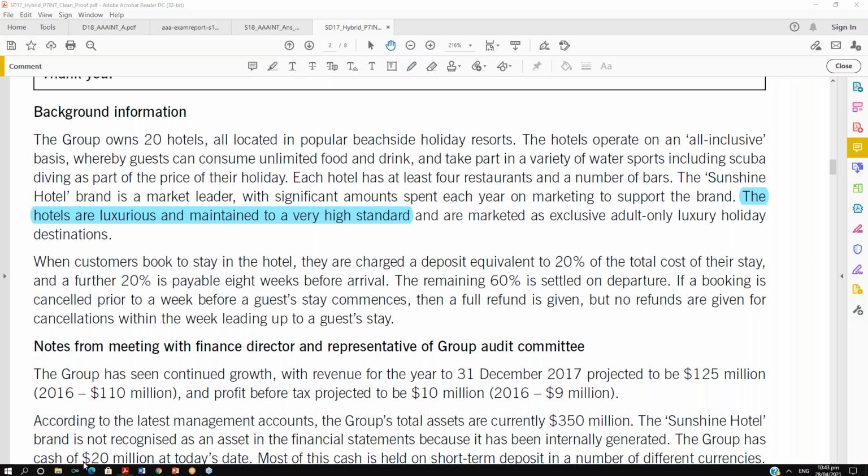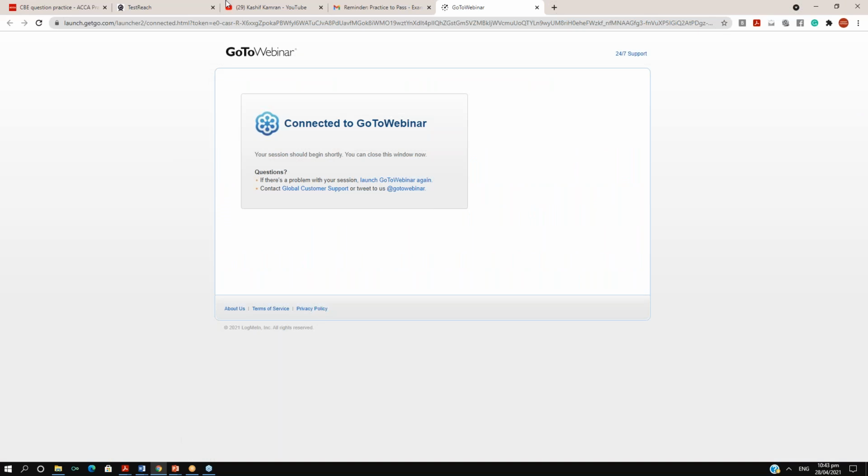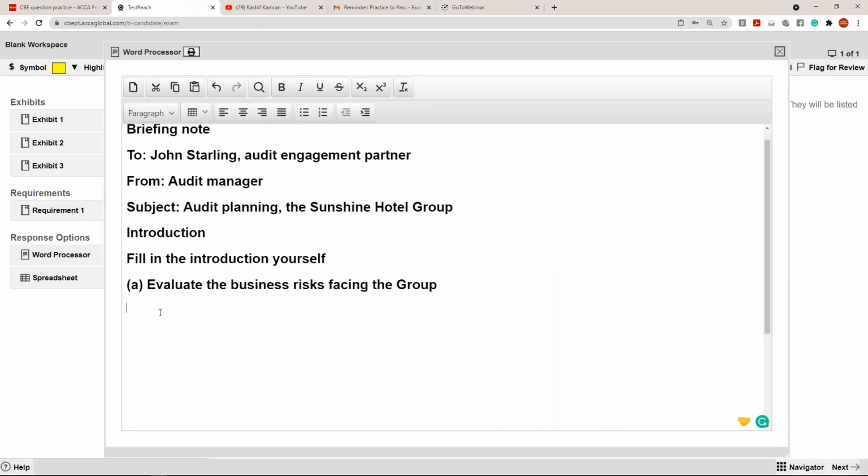So let's take that back to my workspace, and in my workspace, I should write this as my first business risk. The hotels are luxurious and are maintained to a very high standard. I copy paste that line over here, increase the font size, and put the heading on the top: luxury hotels as my heading. Under the heading of luxury hotels, I need to develop my 2 marks.